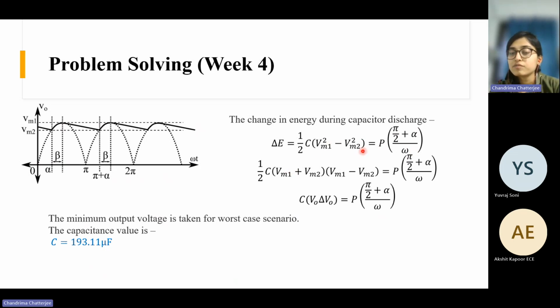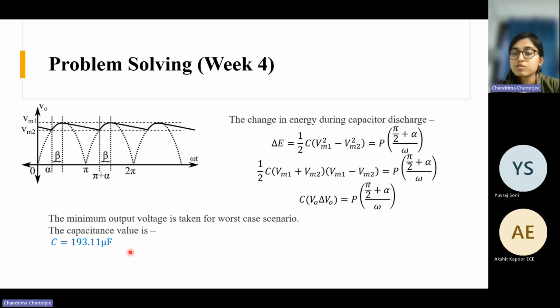Here, if you extend it, this is Vm1 plus Vm2 and Vm1 minus Vm2, this portion. And half of Vm1 plus Vm2 gives us V0, the output voltage. And Vm1 minus Vm2 is nothing but the voltage ripple. So voltage ripple we know, output voltage we also know, P we know from the data given to us. We have calculated the value of alpha, and omega is also known to us. All these quantities are known. From this we can calculate the value of C.